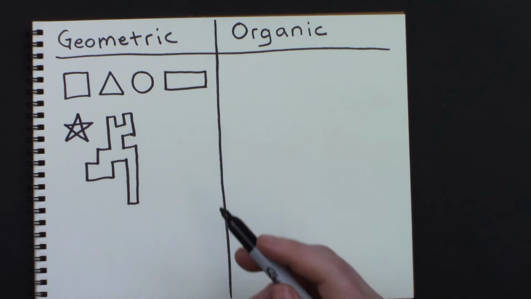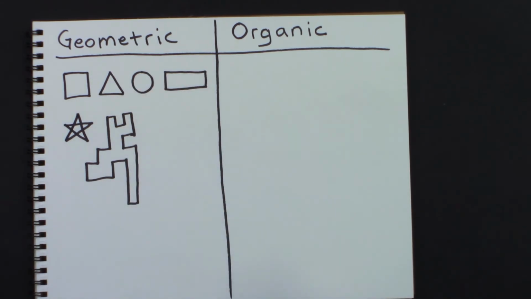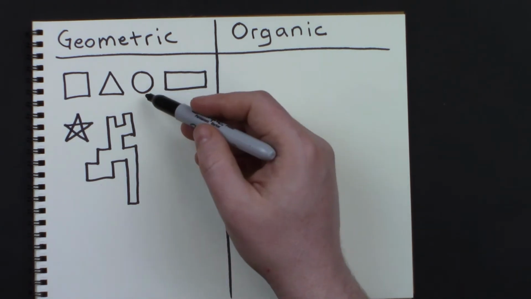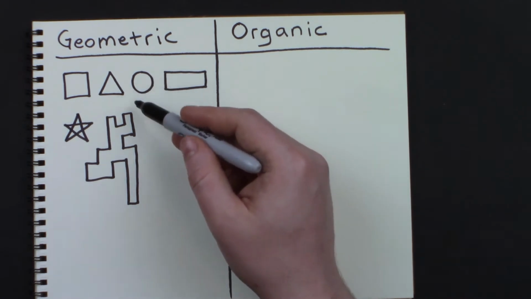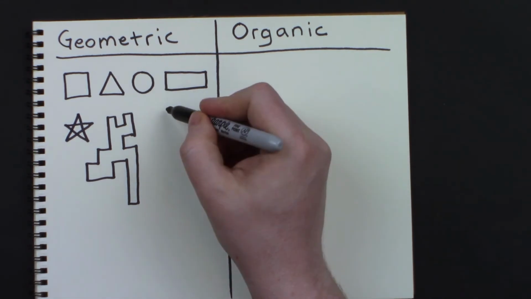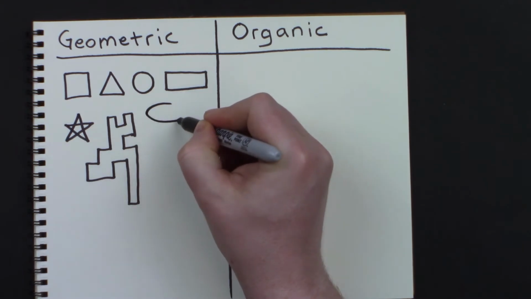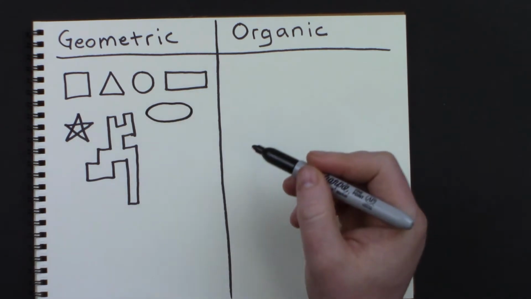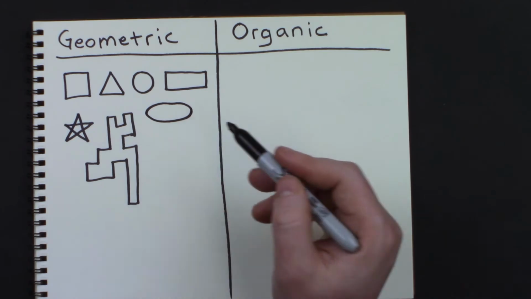Well, what about this circle? That circle isn't made of straight lines like all the rest, so why is a circle called a geometric shape? Well, it's because a circle is still a very precisely drawn shape, right? Even an oval, where you stretch that circle out, is very precisely drawn.